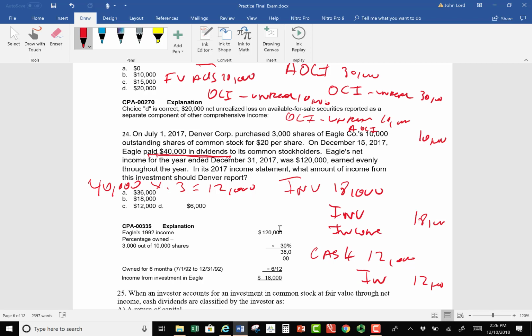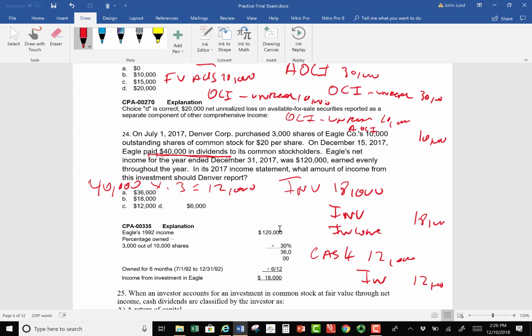So I could give you this same question and say, how much did the investment account increase or decrease? And the answer would be it increased 6,000, up by my share of the income, down by my share of the dividends. Right? Debit, credit, up, down. Because I reduce my investment by my share of the dividends.